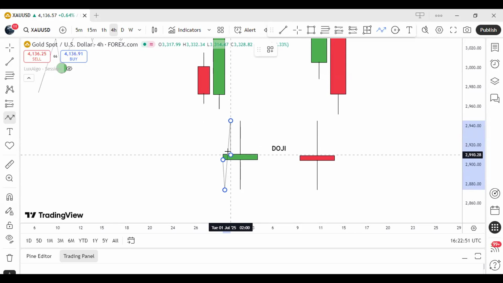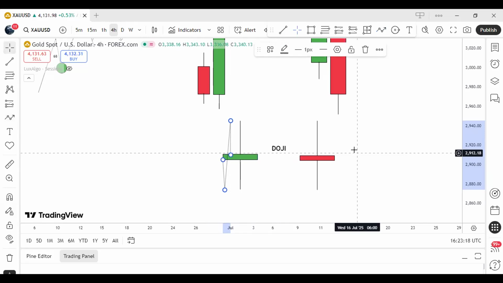So the close and the open are kind of in equilibrium. They're almost the same. So that shows that both the buyers and the sellers are kind of competing. No one wants to give way to the other. Do you understand what I mean? Like they are both in power. Their strength is 50-50. Do you understand? So we can't really say it is buyers who are dominating or the sellers that are dominating. So they are both in equilibrium.